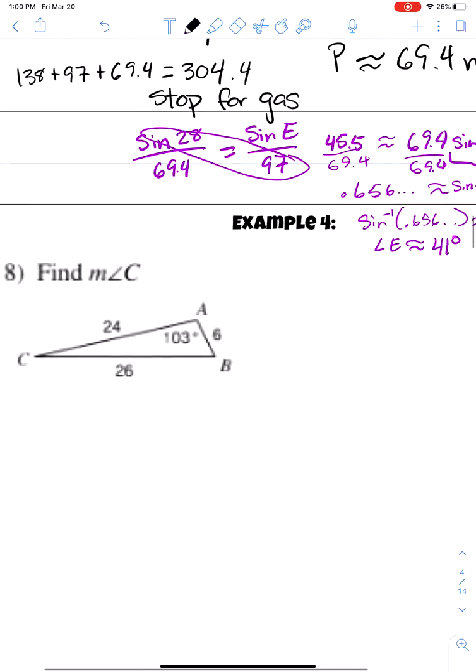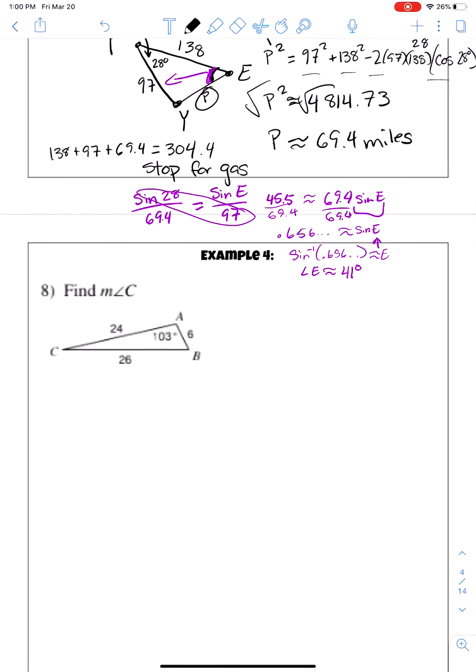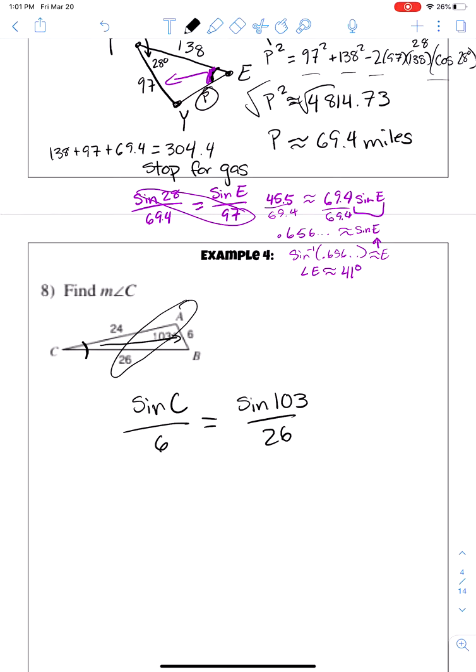So last but not least, we're going to do this example here. We're solving for angle C right here. And so we're going to set that up using C, capital C, as our missing piece. So we're going to do sine of C divided by 6, because that's the side measure opposite that angle there, is going to be equal to, what's the other pair that I have opposites for? This A pair here. So we're going to do sine of 103 divided by 26. Again, setting up for the pairs that you have given the information that you have.